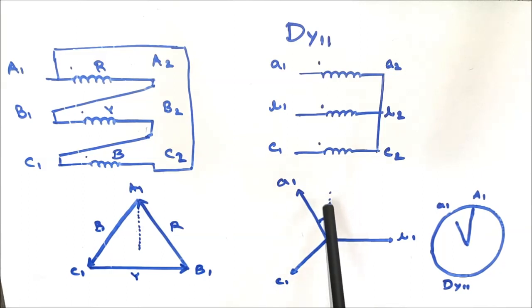That is, you can see the LV side winding induced EMF is leading by 30 degrees that of the HV side winding induced EMF, and that is why it is called Dy11. That is, the HV side winding is delta connected, the LV side winding is Y connected, and the induced EMF in the LV side winding leads by 30 degrees that of the induced EMF of the HV side winding.